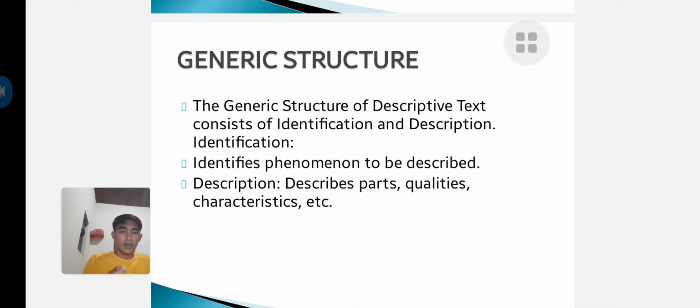So in the first part, identification, you only explain in general or introduce that person in the description, so you can support the supporting idea with the description, with their characteristics, what she looks like, so you can support in this point.